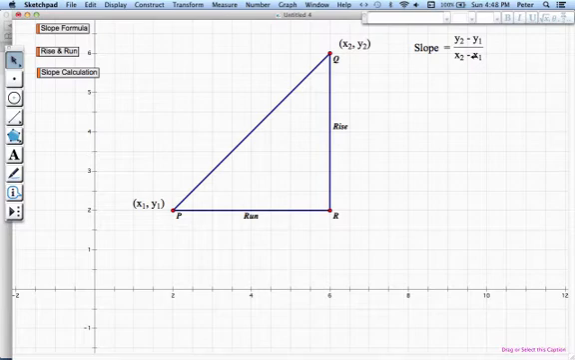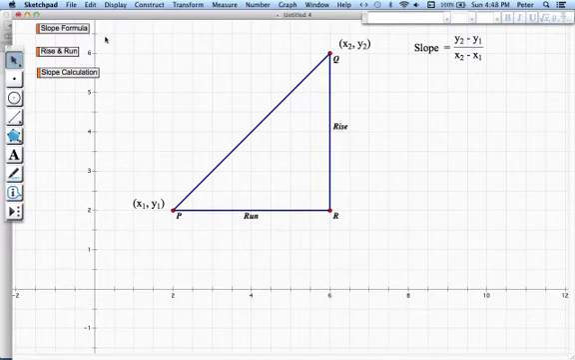Now, it's really not important that P come first or P come second, just that you keep the order consistent. So if you want to use the coordinates of Q as the second and P as the first, that's fine. You'll get the same answer.